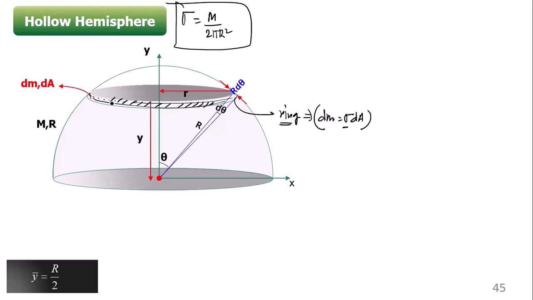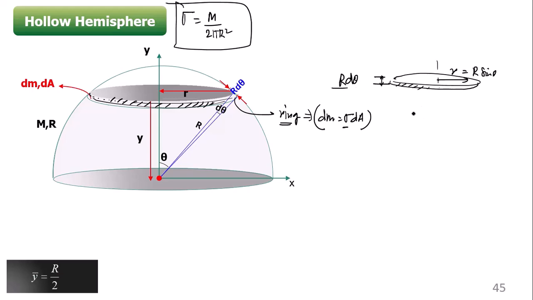Now what is dA? dA is the area of this ring. If I say this is the ring geometry that I am talking about, whose radius is this much, what is small r? Small r is R sine theta, where capital R is the radius of the hemisphere. What is the thickness of this ring? The thickness of the ring is R times d theta.